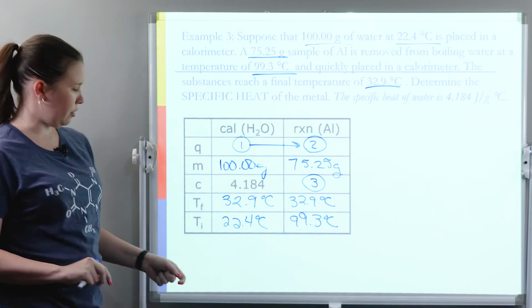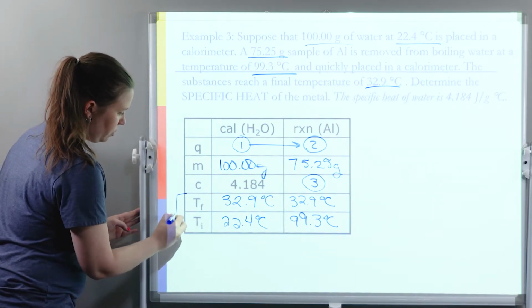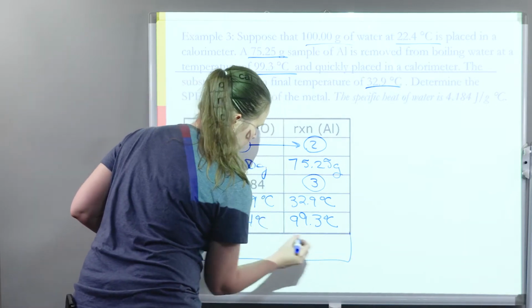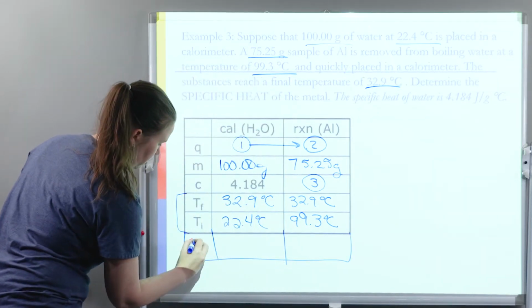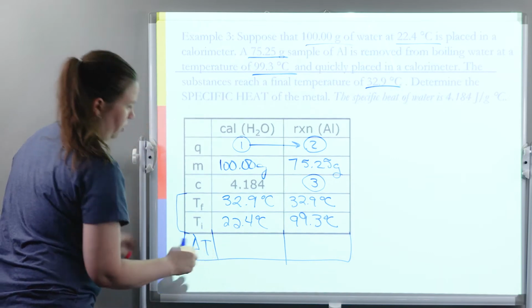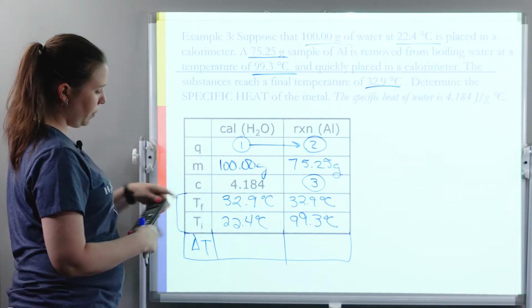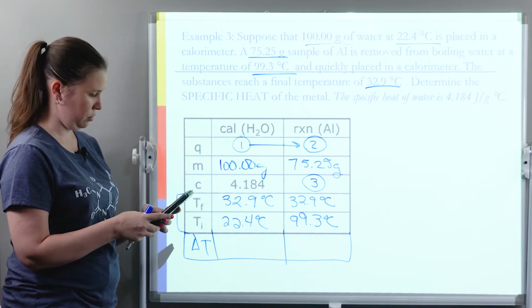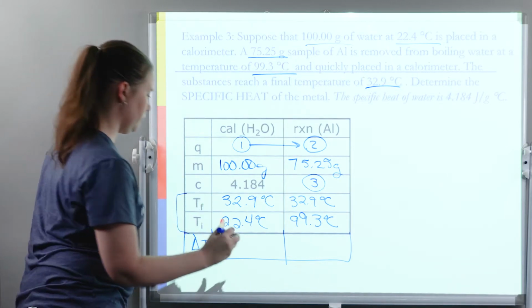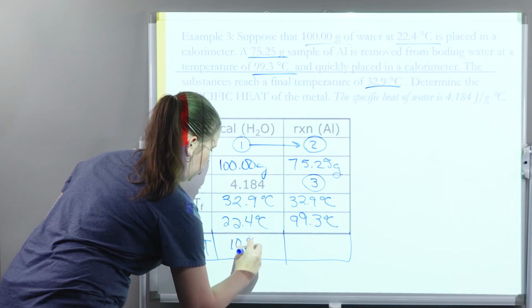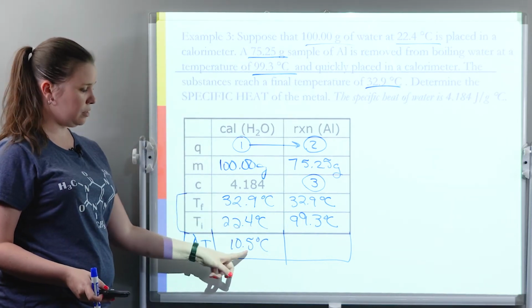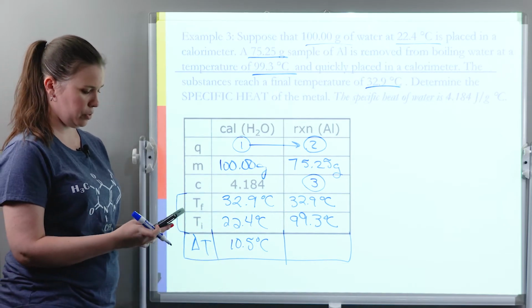Before I begin the actual calculation, I like to go ahead and use T final and T initial to solve for delta T, so I don't have to worry about a system of equations. So 32.9 minus 22.4 first. And my delta T is 10.5 degrees Celsius. So notice I have one decimal place and I'm subtracting, so I'm going to keep my one decimal place.